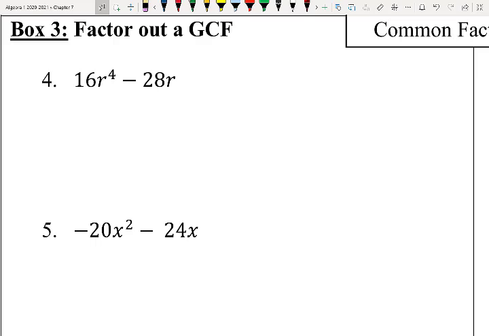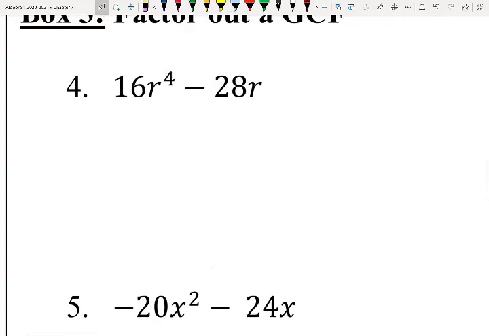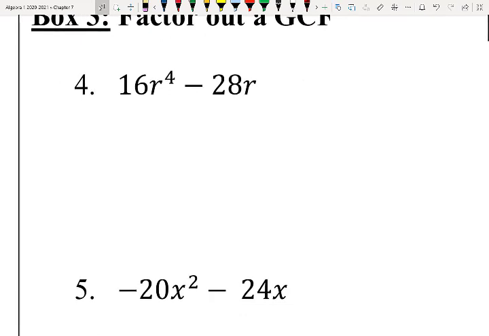So you first have to identify what is the GCF. For number 4, we have 16r to the 4th power minus 28r as my polynomial. Looking at my two numbers, 16 and 28, 16 is 4 times 4, 28 is 4 times 8. So 4 is definitely the GCF for my number. So my GCF is 4.